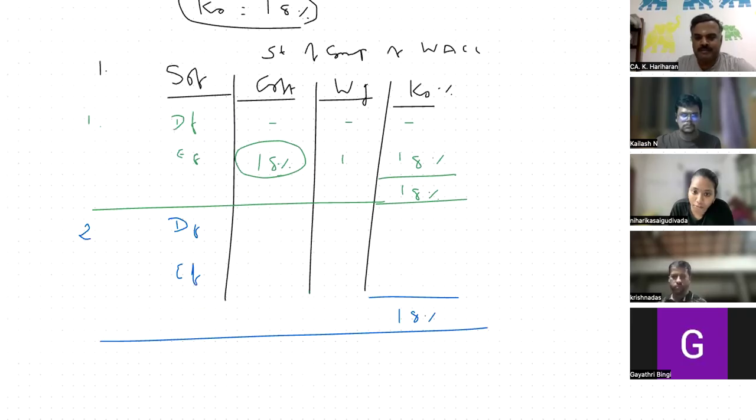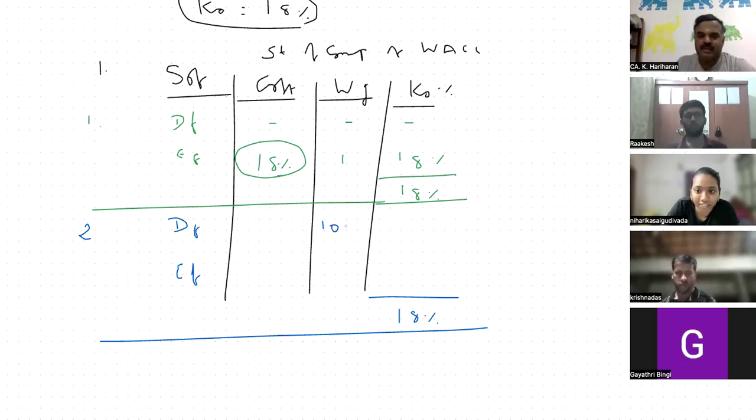Equity fund. Total capital employed is 1 crore 20 lakhs. Out of 1 crore 20 lakhs, 10 lakhs is the debt fund, and the remaining equity is 1 crore 10 lakhs. So 120 is the denominator. Are you able to follow or not? Yes, sir.